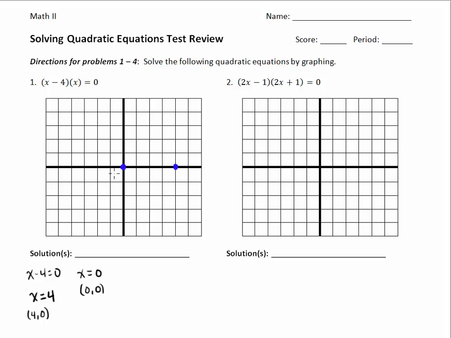Now, that's all we really need to find on this. When it's asking us to solve this, we want to know when it's equal to 0 right there. Those are our solutions. So we have x equals 0 and x equals 4. Those are our solutions to this problem. But let's keep graphing it just to see what it looks like.